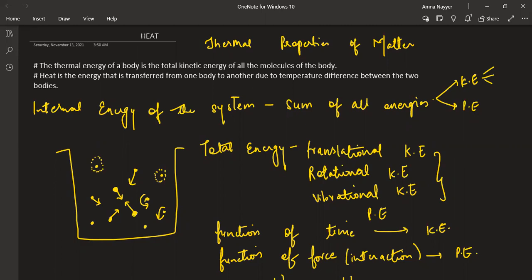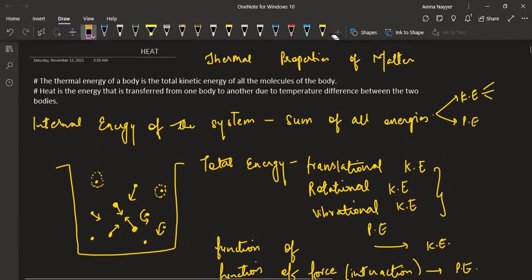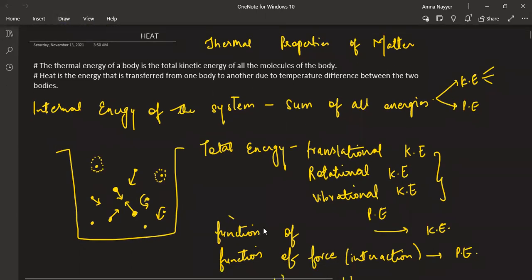Kinetic energy is not a function of time, it's a function of temperature. Please make a correction here. This is a function of temperature. As you increase the temperature, kinetic energy increases. And potential energy is a function of force. So the sum of all this entire energy, we call it the internal energy of the system.